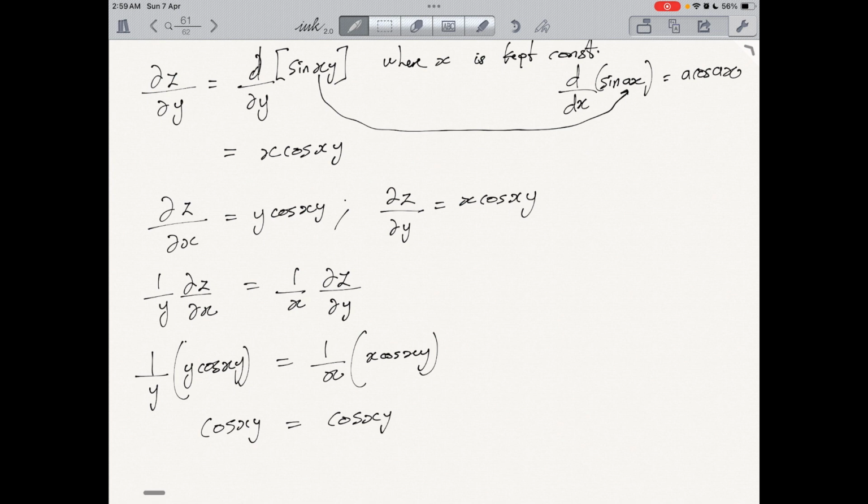Therefore, we can now say that 1 over y partial derivative of z with respect to x is equal to 1 over x partial derivative of z with respect to y.